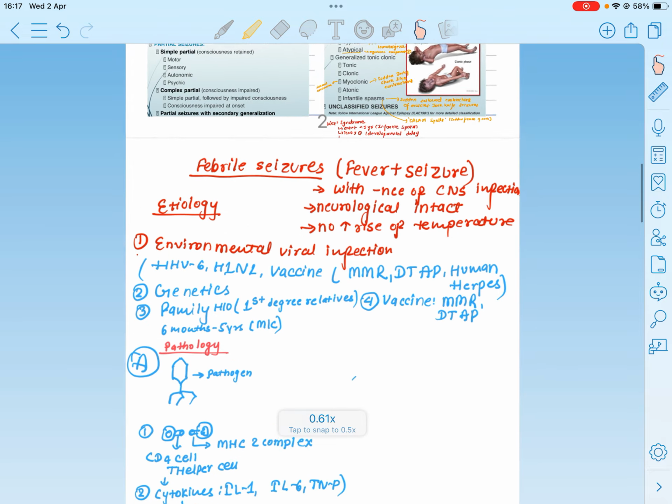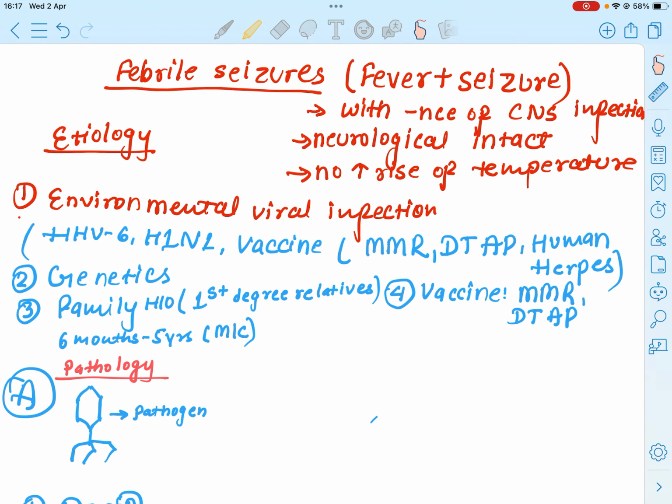Now let's go to the pathophysiology of the seizure. Before starting the pathophysiology, again let's revise what is febrile seizure. Febrile seizure is fever plus seizure, with absence of central nervous system infection, neurologically intact. It can be due to environmental viral infections like HHV6, H1N1, and vaccines like MMR, DPT, and human herpes. Another can be genetics, family history.